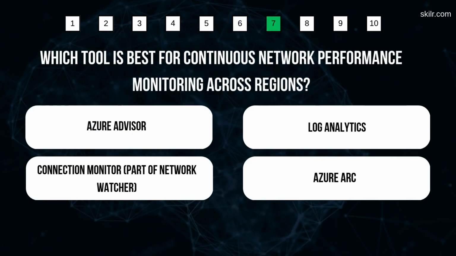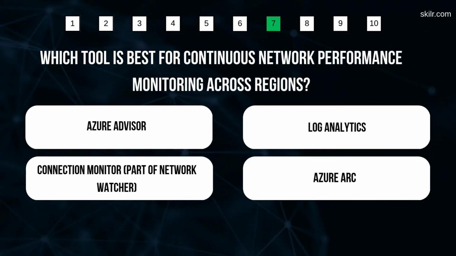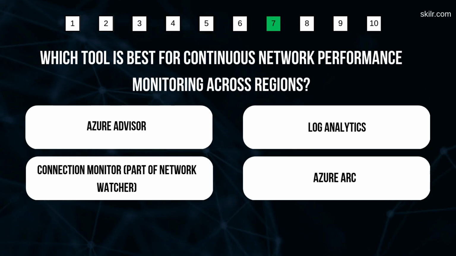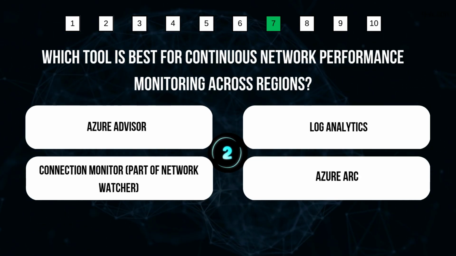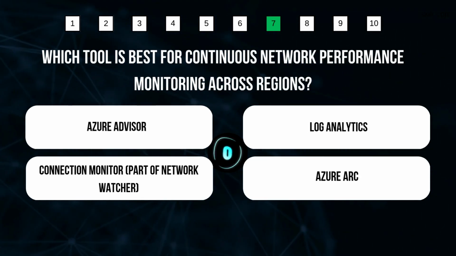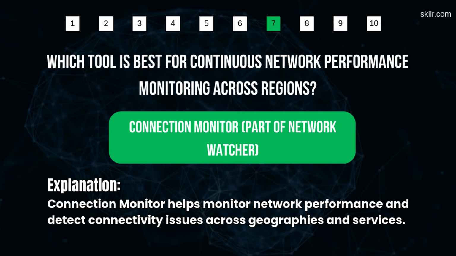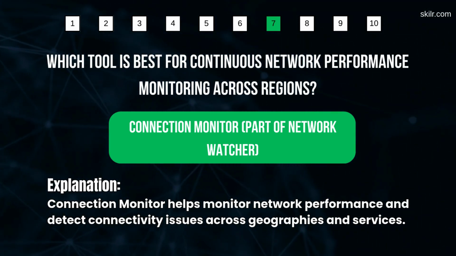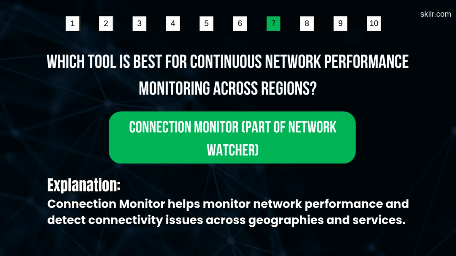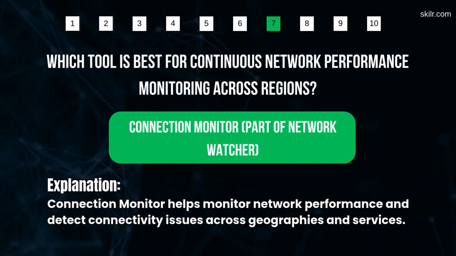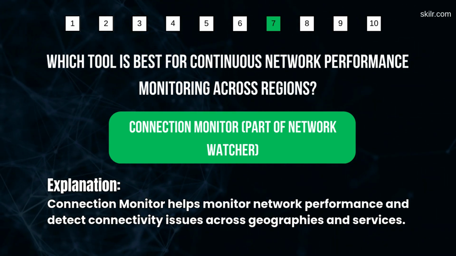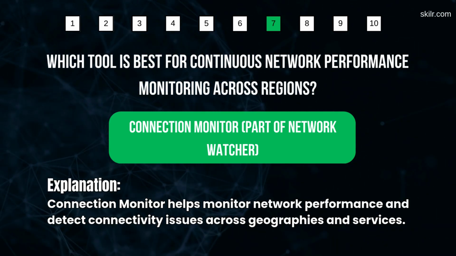Question 7. Which tool is best for continuous network performance monitoring across regions? The correct answer is Connection Monitor, part of Network Watcher. Connection Monitor helps monitor network performance and detect connectivity issues across geographies and services.